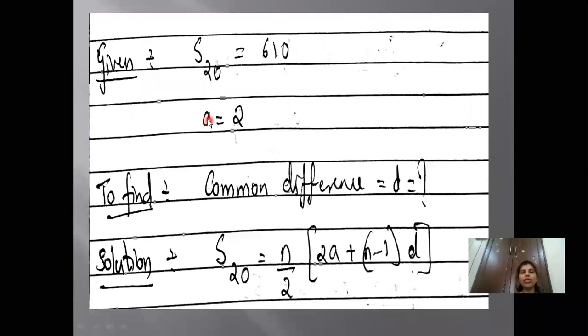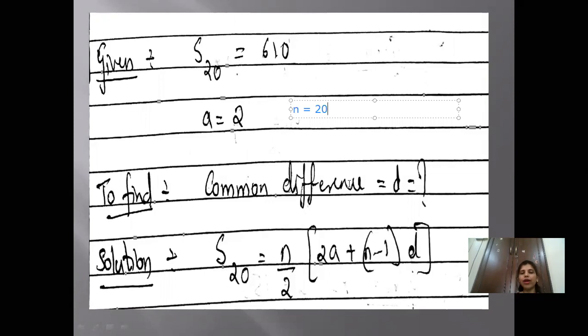So how to go about it? You have to write the given thing as 20, 610, a is 2 and the value of n is 20. From here we know that it is 20. So please mention over here even that the value of n is 20, which is missing in the given. So please mention that as well, that S is 610, a is 2 and n is 20.